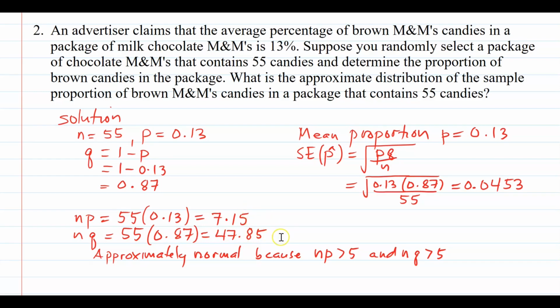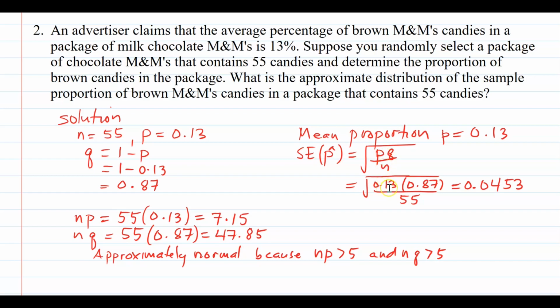Now, because both of these numbers are greater than 5, we can say that the approximate distribution of the sample proportion of brown M&Ms is approximately normal, because n times p is greater than 5 and n times q is also greater than 5. And we can also calculate the average of the p hats, and that would be equal to p, 0.13, and the standard deviation of p hat, sometimes we call the standard deviation the standard error of p hat, is equal to the square root of pq over n.